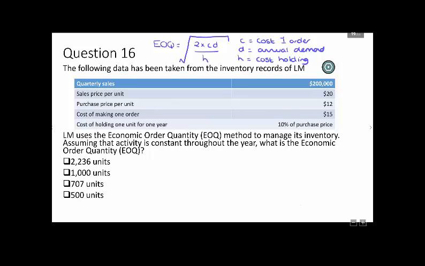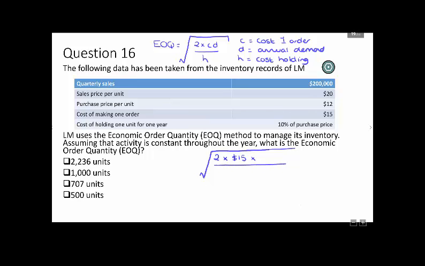So in this case, we've been told that this business makes quarterly sales of $200,000 at a sales price of $20 per unit. We've been given both the purchase price per unit, the cost of making one order, and told that the holding cost is 10% of the purchase price. So in order to work out our EOQ, we will be taking the square root of 2 times the cost of making one order, which here is $15, multiplied by demand, and in this case that's the figure we don't have, so we'll come back and have a look at that in a second.